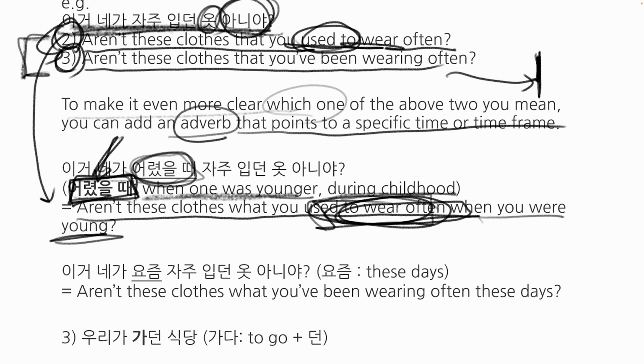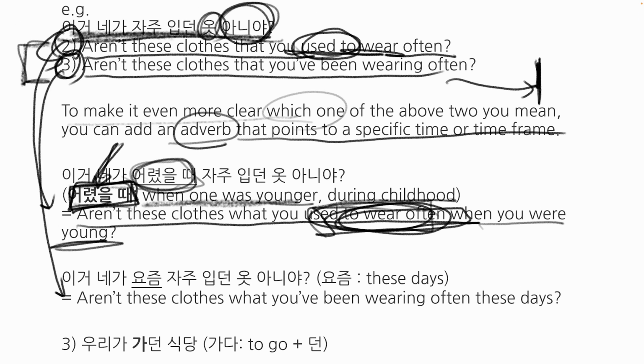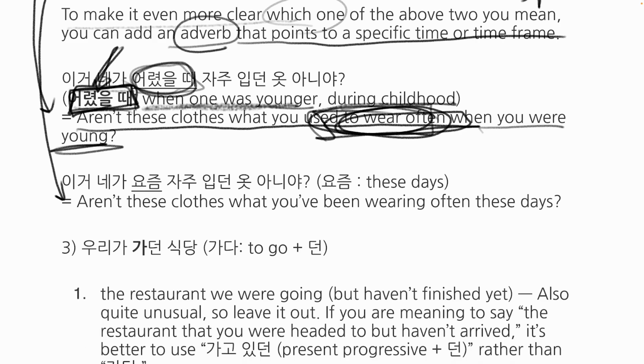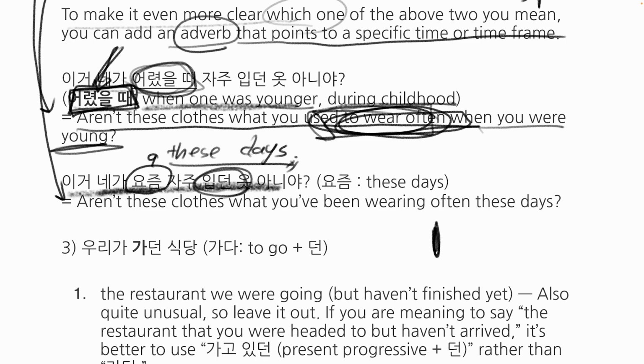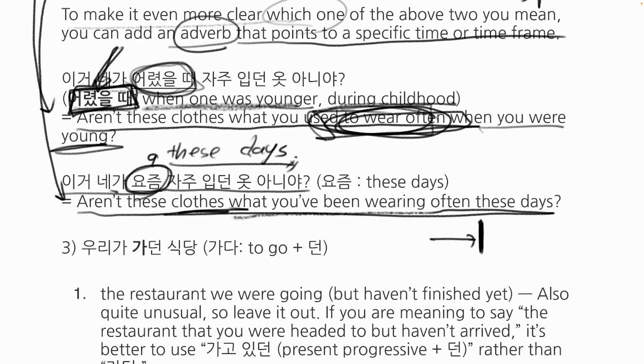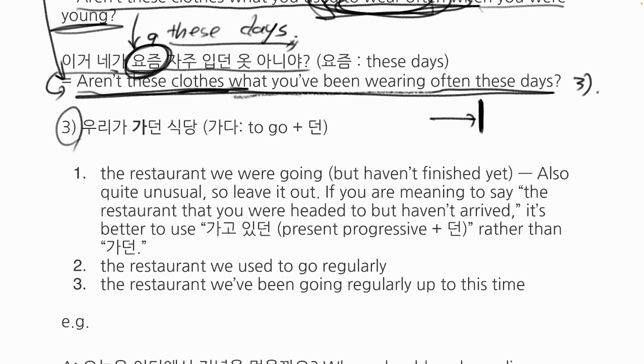어렸을 때. But if you want to mean the third meaning, then you could add adverbs like 요즘, which means these days. 이거 네가 요즘 자주 입던 옷 아니야? So aren't these clothes what you've been wearing often these days? It cannot but mean the third one because it has the adverb 요즘 in it, right? And let's move on to the third one.